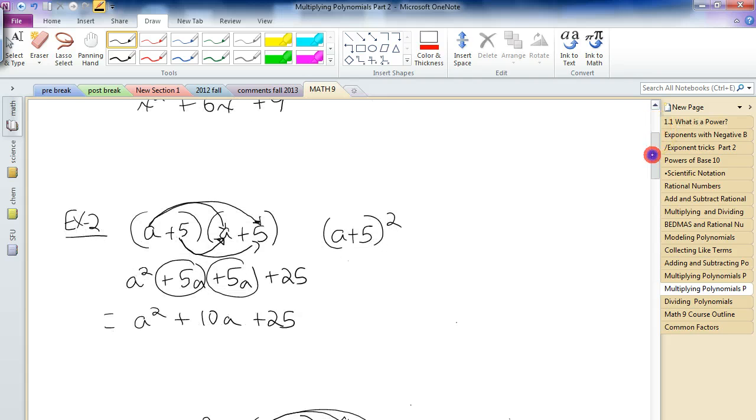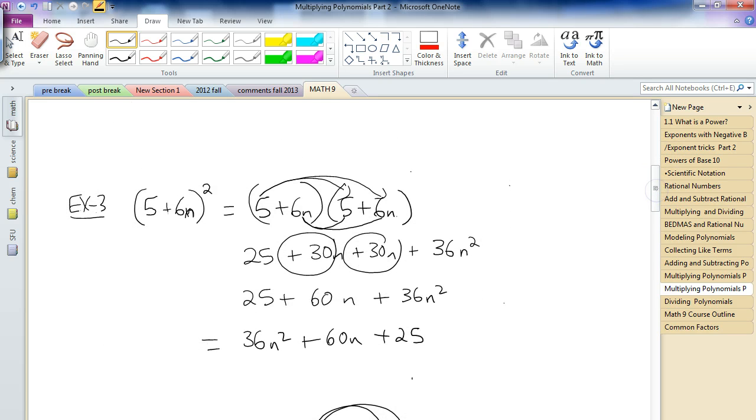For this one right here, a plus 5 squared, which we found the answer was this, doing the long way, the shortcut way, you would get a squared, there it is, 5 squared, there it is. You always leave some space in the middle, and then you multiply the numbers, 5 times imaginary 1, which is 5, times 2 gives us 10a.